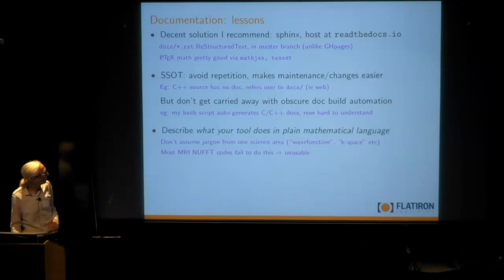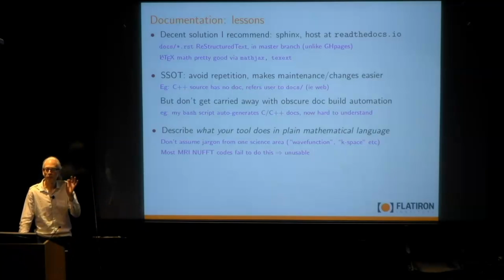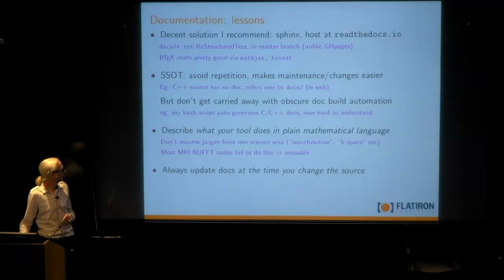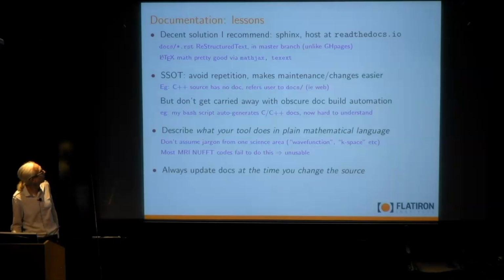Describe what your tool does in plain mathematical language. This is a big one because there's a ton of code that says, the k-space points or the wave function, this, that, and no math definitions. You have no idea what it does, and you can't use it in another application. And always update the docs at the time you change the source. And this is hard to do in a team. And GitHub issues, well, we need to find a way to make that happen, but it usually happens.